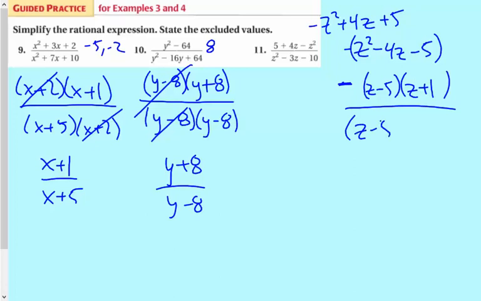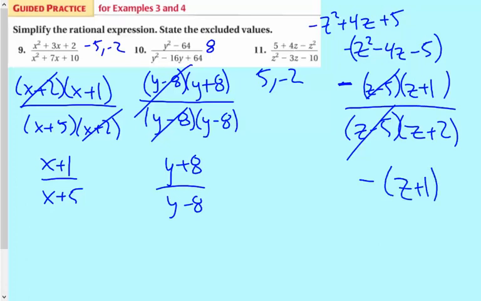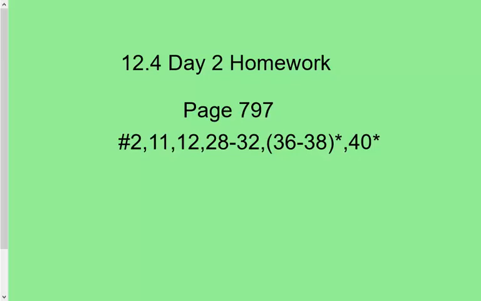Z minus 5, Z plus 2. And these are kind of fun questions because you get to see a lot of things reduce and simplify. Actually, I forgot, 5 and -2 are my excluded values there. So I have negative and then Z plus 1 over Z plus 2 on the bottom. So there you go. Little crash course on reducing where there's a bunch of trinomials and you have to factor.